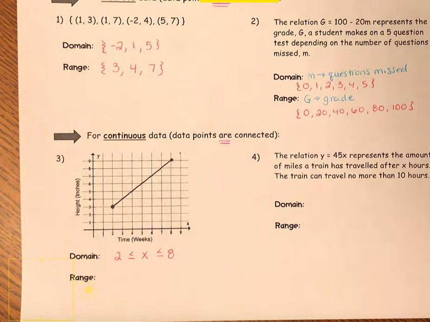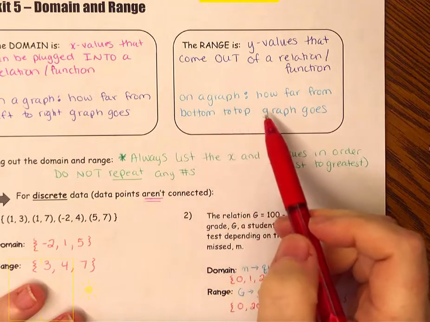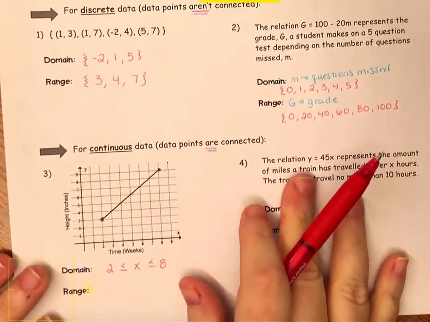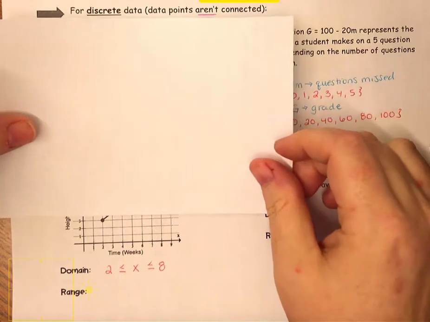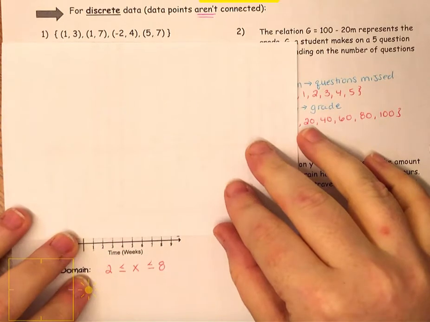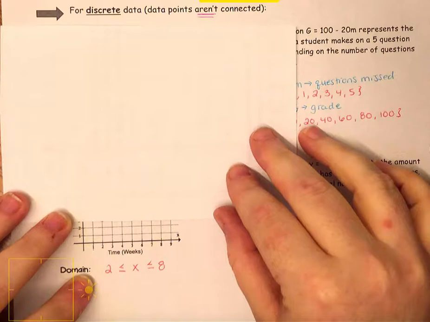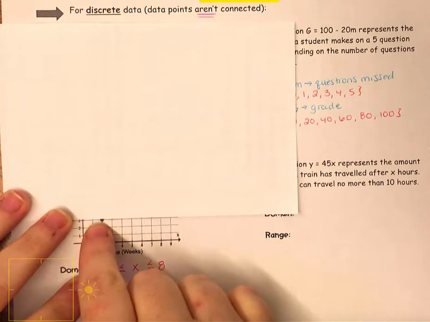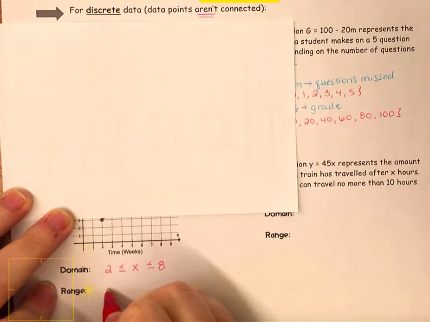For the range, I'm going to do the same thing, but for the y's. Now, if I remember from a graph, it's how far from the bottom to the top the graph goes. So for our range, if I'm looking from the bottom to the top, if I get a sheet of paper, I'm going to cover up the bottom, and I'll move it all the way up until I can see a graph. So as I keep moving it, I still don't have a graph yet, and now I do. I actually have something here. So that y value is at a positive 3. So I'm going to put a positive 3.